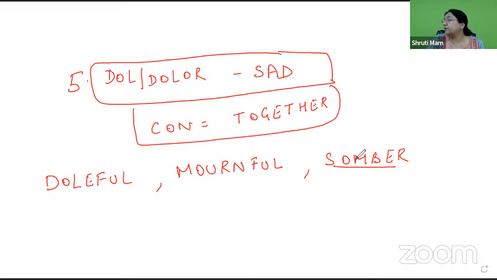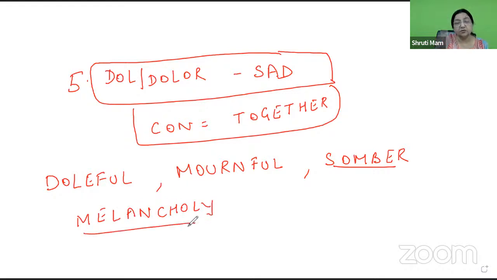The word somber can be there. And also another word, which all of us know, melancholy. So doleful, mournful, dolorous, also the same. But now I'm going to give you a word and you'll understand what I'm trying to say.